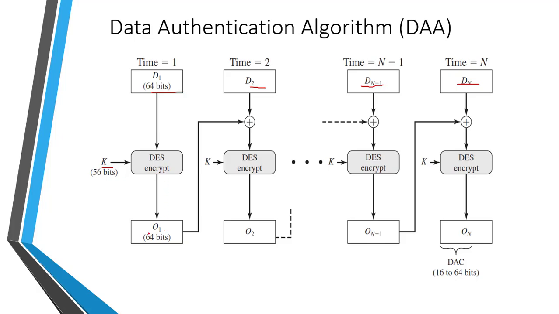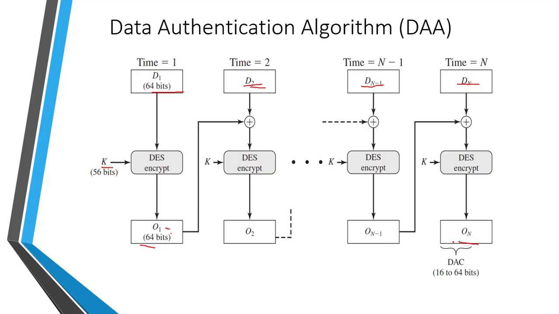Output is generated of the first block, which is also of 64 bits, and then this output is given to the next block, and an exclusive OR operation is applied between the output of the first block and the second block, and then the further DES encryption algorithm is applied. In this way, all the blocks of the data which need to be authenticated are encrypted, and the final output, that is ON, is generated, which is known as the data authentication code, which is the output of the data authentication algorithm.